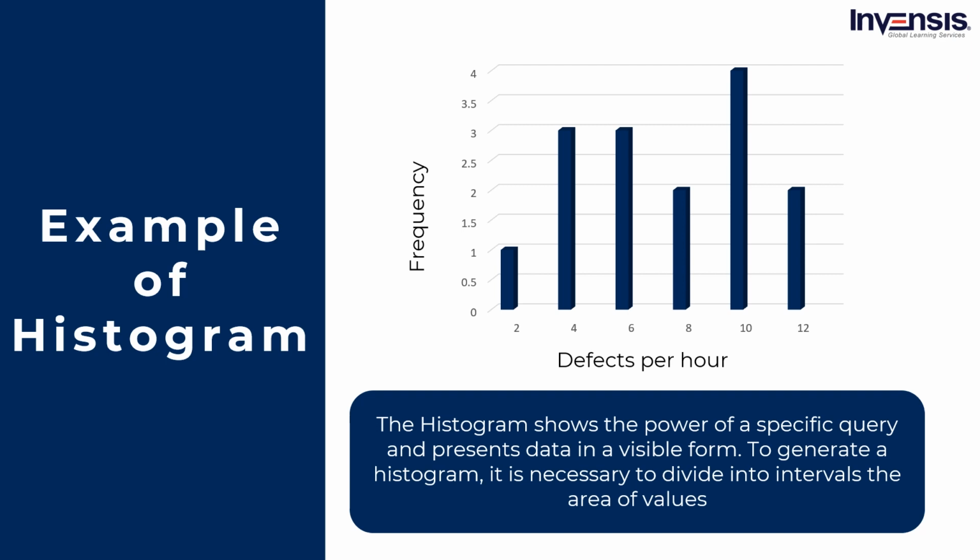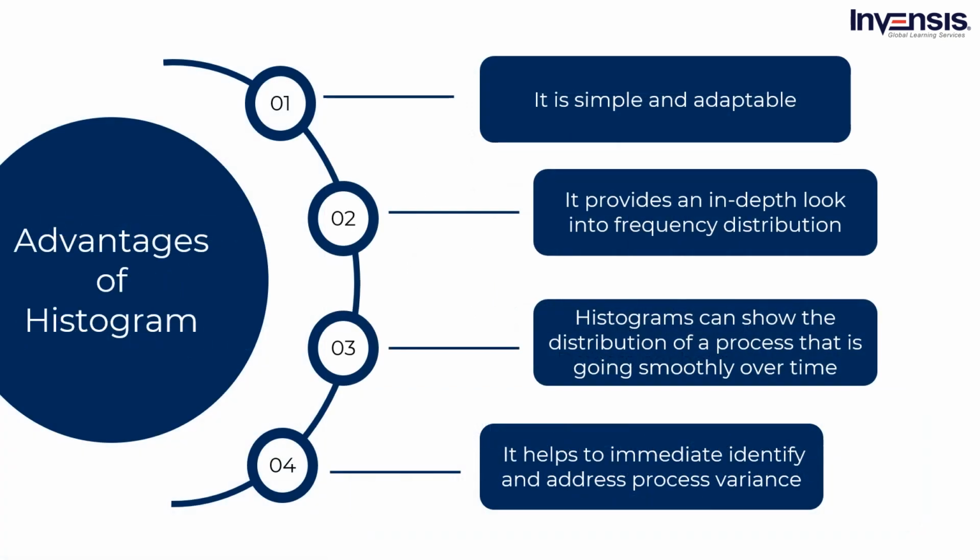To generate a histogram, it is necessary to divide the area of values into specific intervals, such as 5, 10, 15, etc. The term for such a range is bin, and these bins are linked to each other. Each period is the same length, and the intervals do not overlap. The benefits of histogram include its simplicity and adaptability. It may be applied to a variety of circumstances to provide an in-depth look into the frequency distribution.